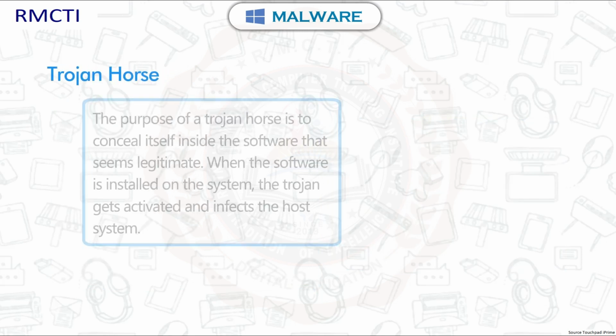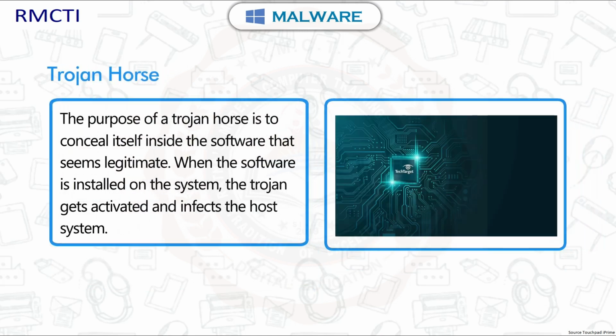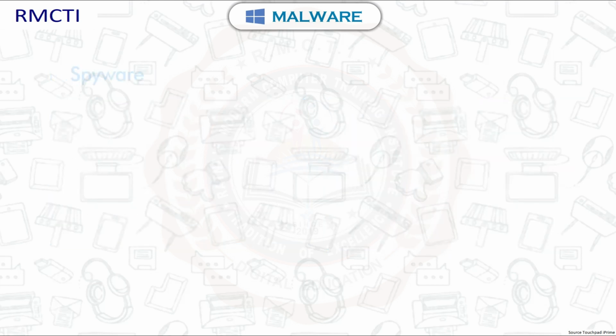Trojan horse. The purpose of a Trojan horse is to conceal itself inside the software that seems legitimate. When the software is installed on the system, the Trojan gets activated and infects the host system.